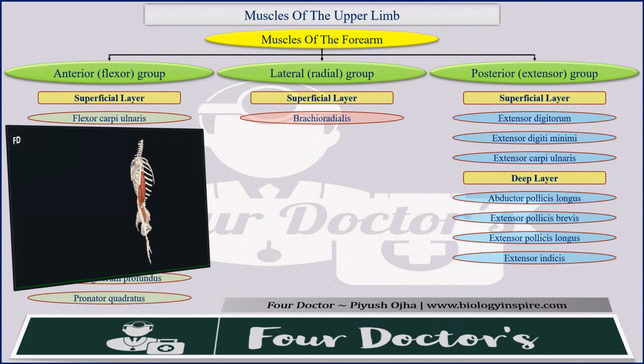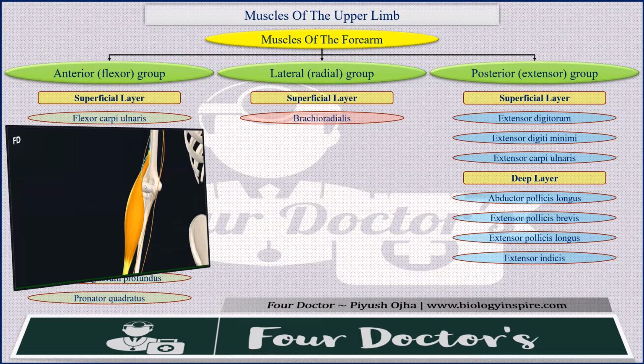So if we discuss the actions performed by the brachioradialis muscle, when the forearm is in the mid-prone position, the brachioradialis muscle flexes the forearm at the elbow joint. In terms of its innervation, the brachioradialis muscle receives its nerve supply from the radial nerve.